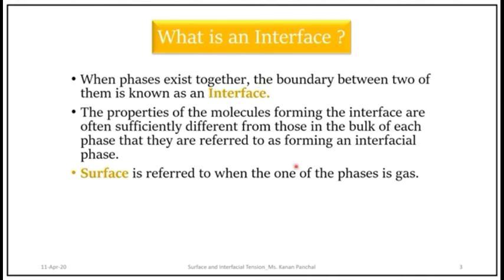The fourth one, glycerin. The surface tension of glycerin is 63.4 dynes per centimeter. The next is benzene. The surface tension of benzene is 28.9 dyne per centimeter. The next is heptane. The surface tension of heptane is 19.7 dynes per centimeter. The next is chloroform. The surface tension of chloroform is 27.1 dynes per centimeter.